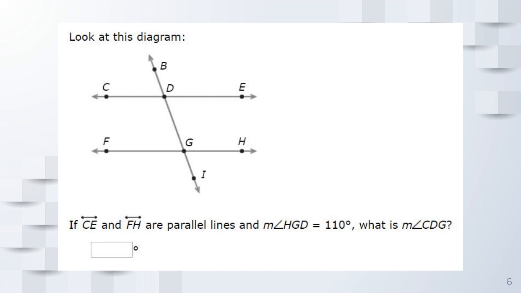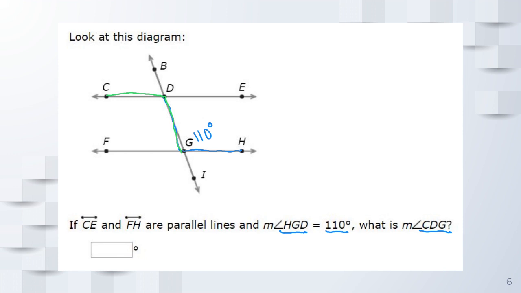So now we again have parallel lines that are cut by a transversal, and it says that the measure of angle HGD is 110 degrees. What is the measure of angle CDG? So I start by looking at HGD, and it tells me that measure is 110 degrees. And then it asks me what the measure of CDG is. So I highlight CDG.